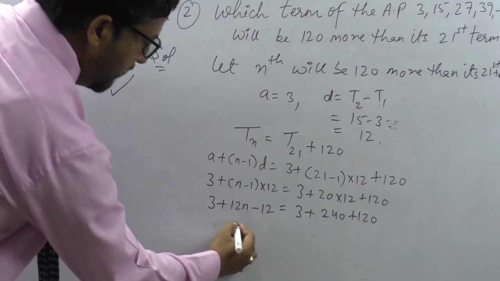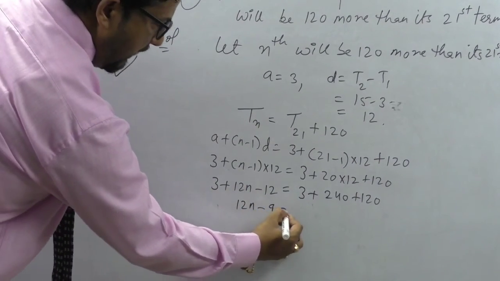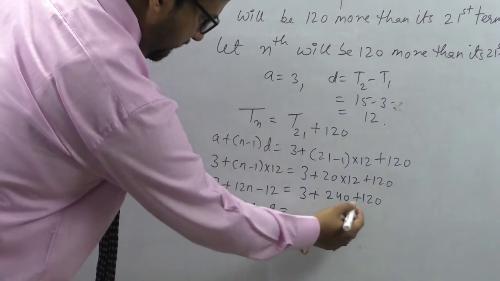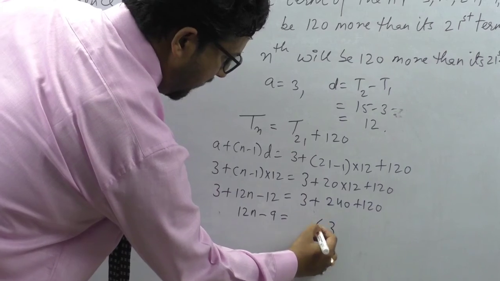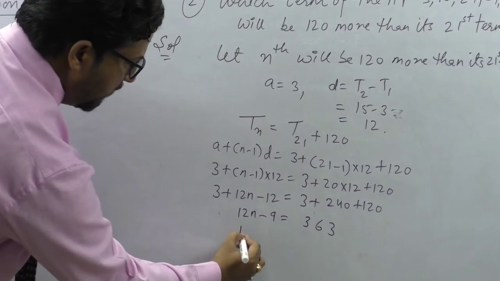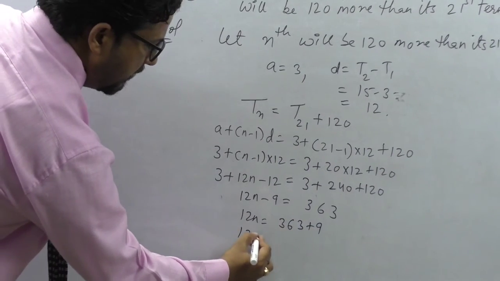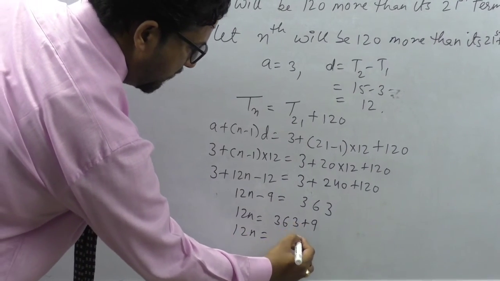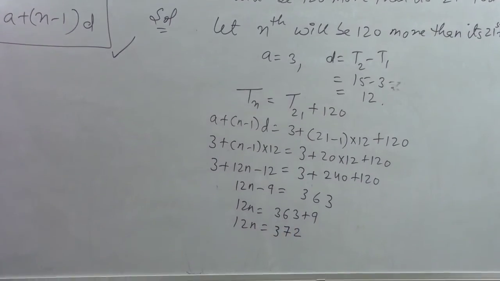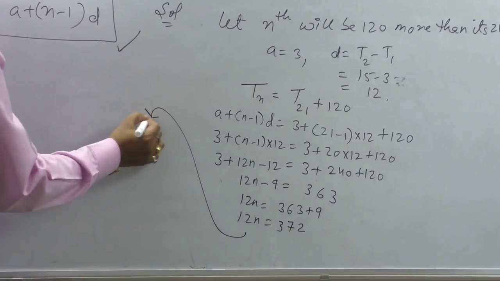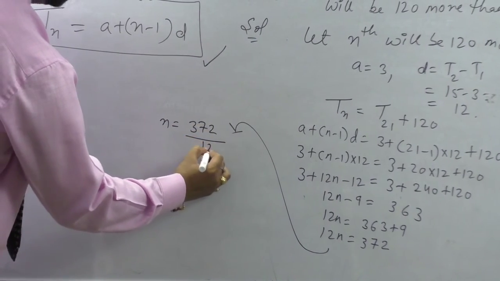Alright, now we can easily calculate: 12n, and if we subtract 3 from 12, it will be 9, and here we can add these things. So we get 12n equals 363 plus 9, which is 372. Now if you want to calculate the value of n, it will be 372 upon 12.